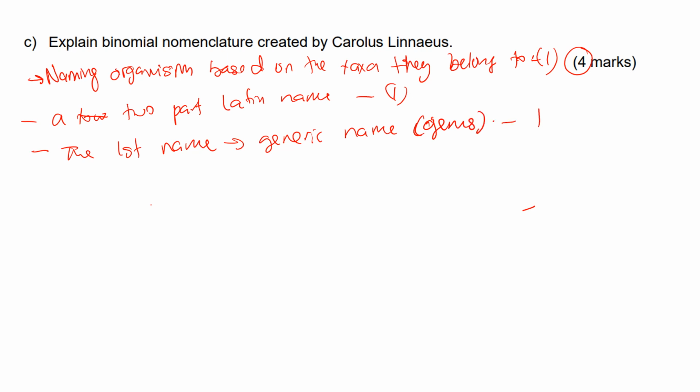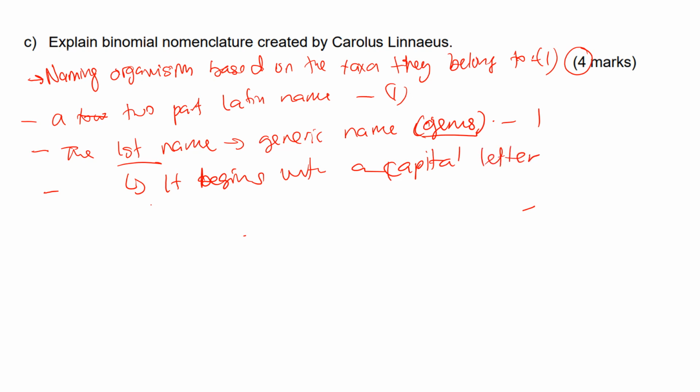In order to name the scientific name under the genus, it must be written first in capital letter. So the first name begins with a capital letter, the generic name. You must write the first name with a capital letter. That also gains you 1 mark.